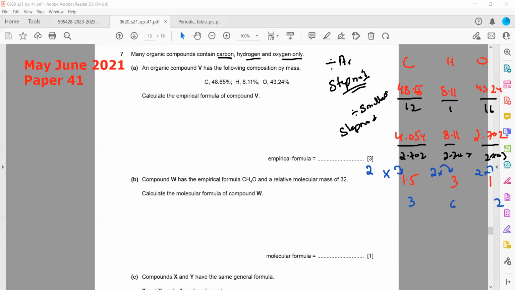So what is the empirical formula of this compound? It contains C3, H6, and O2. So that is the empirical formula. Is it clear, the empirical formula?